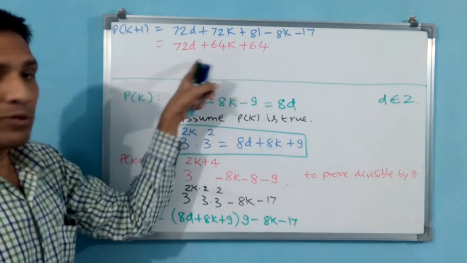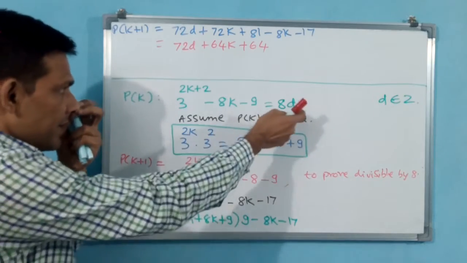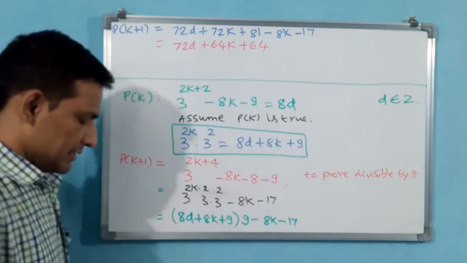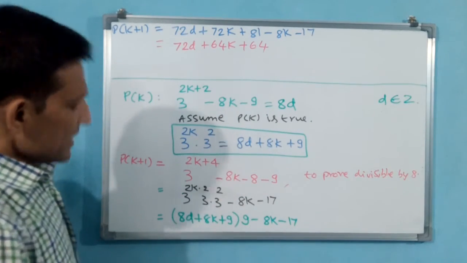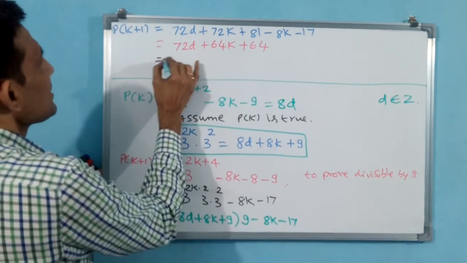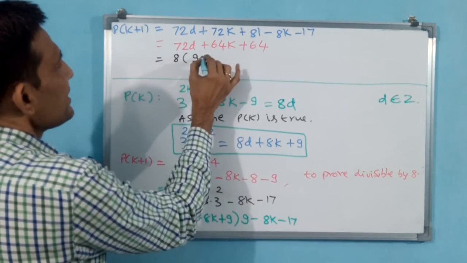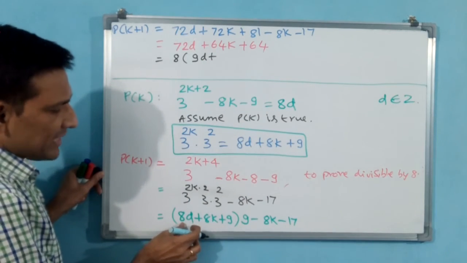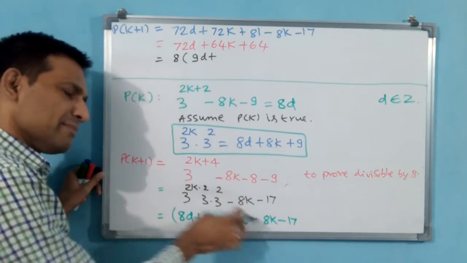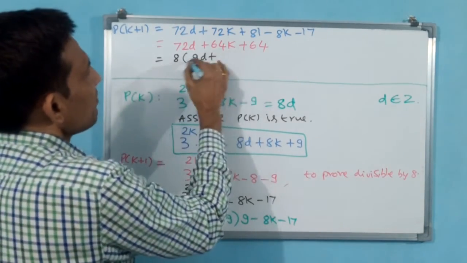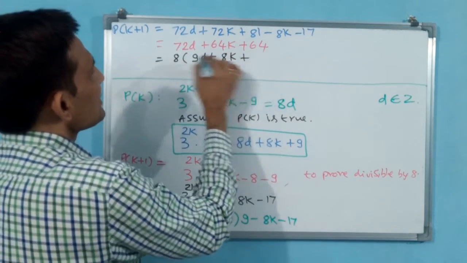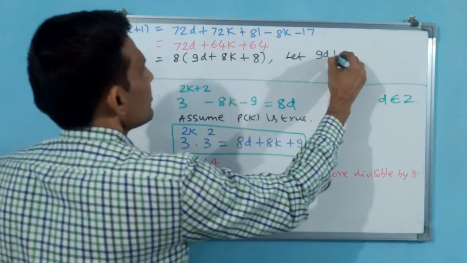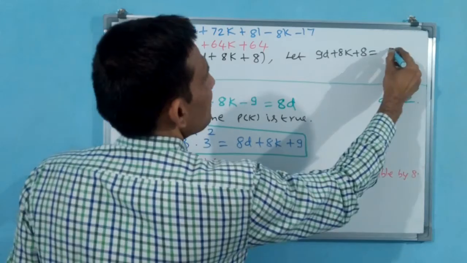That means you have to show 8m. Why? Because 8d already has taken. 8m you have to show. That means you have to take 8 common. That you have to do. Okay. Let us do. Take 8 common. 8 if you take common, 9d plus. See, anyway you have to multiply. Why? Because earlier 8d was there, now 9d has come. That is why multiply you have to do. 9d plus 8, 8 8s are 64. 8k plus 8. Then you write let 9d plus 8k plus 8 is equal to 8m.